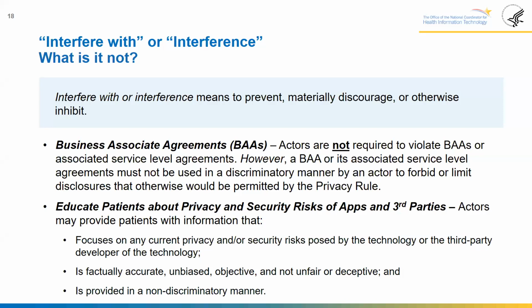And then educating patients about privacy and security risks for apps and third parties. Generally speaking, if you follow those three steps on the screen, we encourage that type of education. And we even give in the rule an example where an actor could establish a process that asks third-party developers to attest yes or no as to whether they have a privacy policy that meets certain market-led best practices.